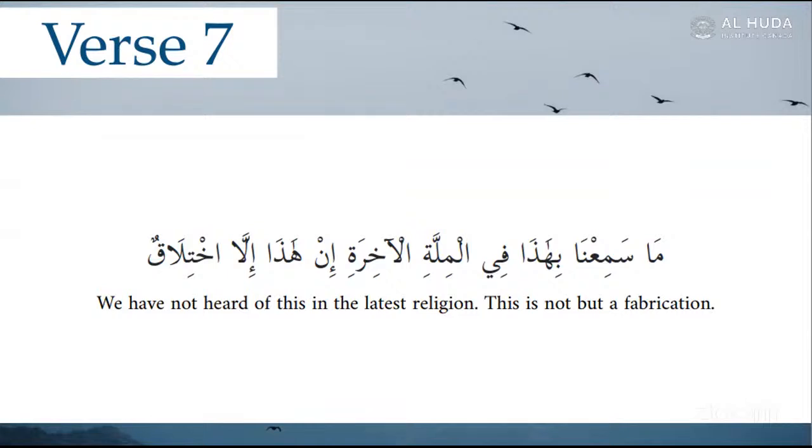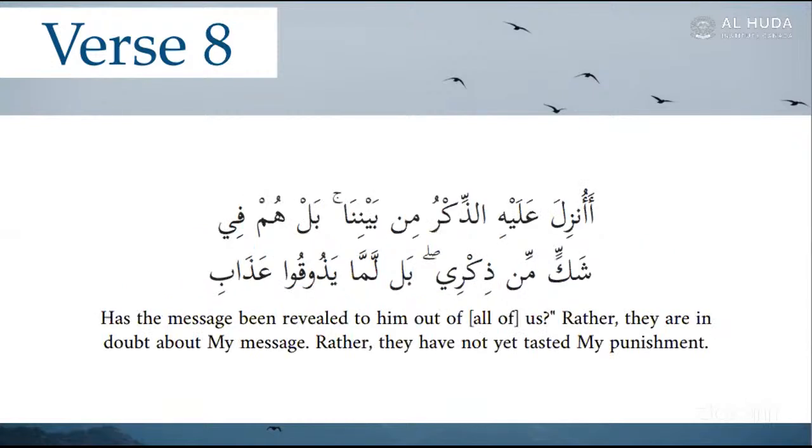And that's why you will find in Makki surahs both these concepts, the concept of Tawheed and also Risala, are highlighted again and again. These people, الَّذِينَ كَفَرُوا, when they denied Tawheed, they also denied Risala. So they said, أَأُنزِلَ عَلَيْهِ الذِّكْرُ مِن بَيْنِنَا. Has the message been revealed to him out of all of us? Al-dhikr here referring to what? The Qur'an. Has the message, meaning the Qur'an, been revealed to him out of all of us?